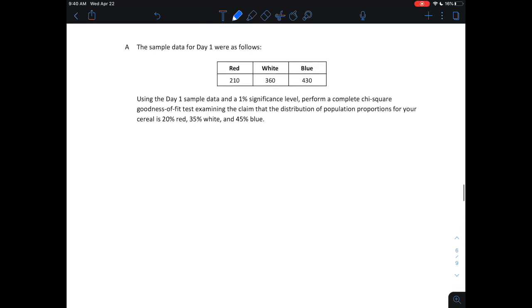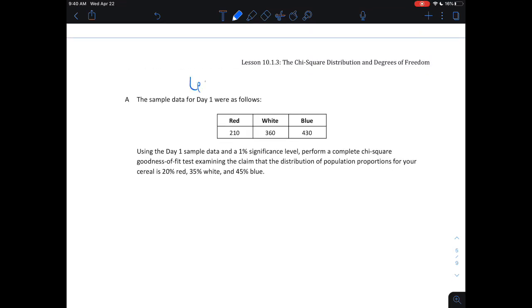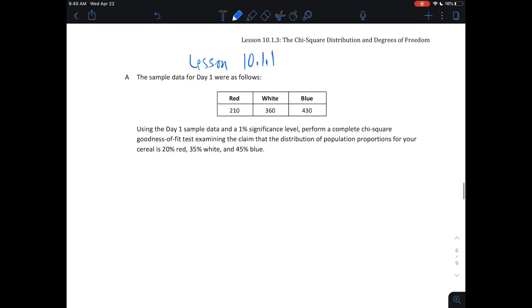So we look at part A, which says the sample data for day 1 were as follows. So this goes back to lesson 10.1.1. So go back and take a look at that if you need a reminder. Using the day 1 sample data and a 1% significance level, perform a complete chi-square goodness of fit test, examining the claim that the distribution of population proportions for your cereal is 20% red, 35% white, and 45% blue.